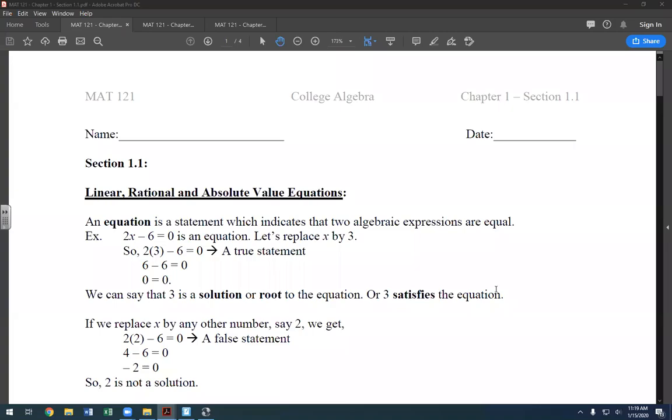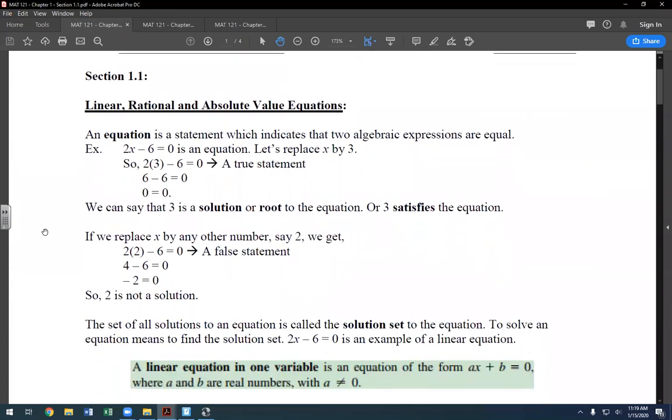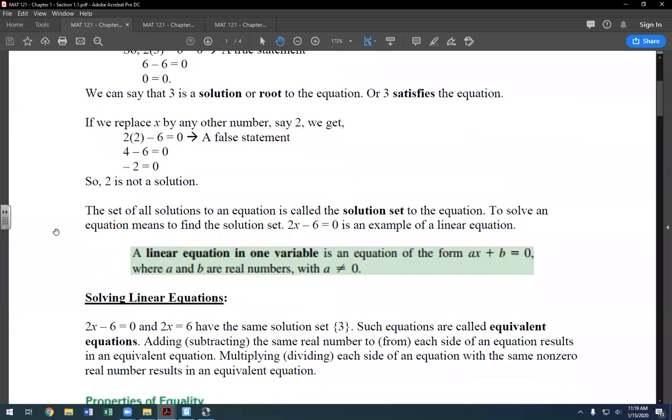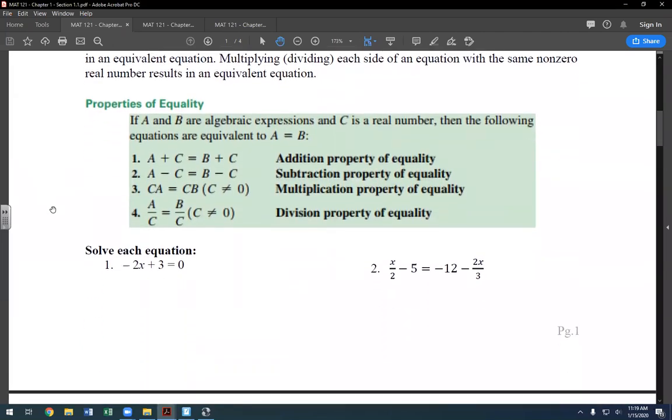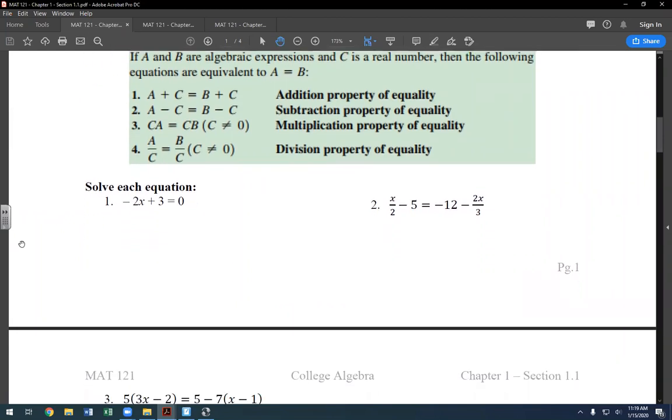Last time we were just going over our basic linear equation. We looked at this example and then we looked at those properties for equality. We had done equation 1 and we were working on equation 2. Was anybody able to come up with an answer for equation 2?